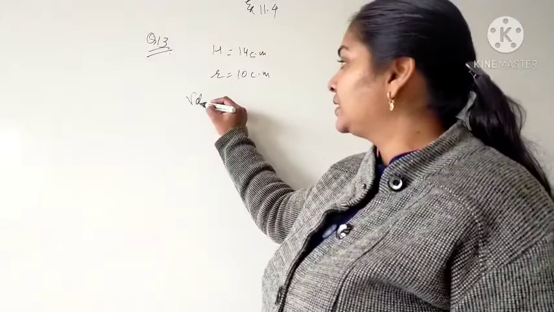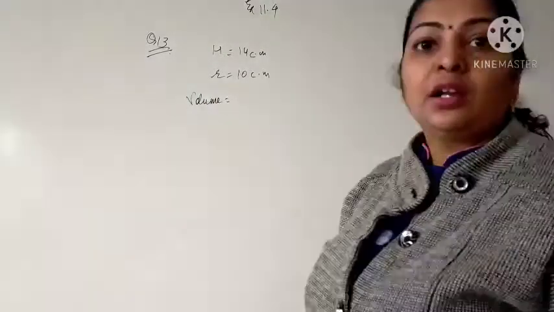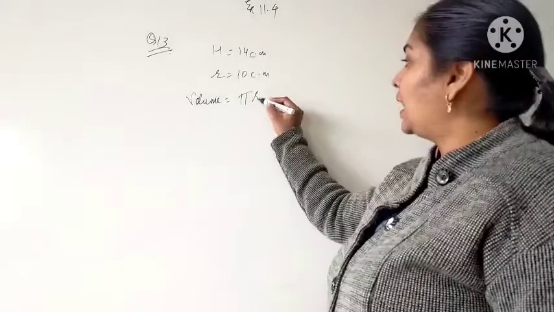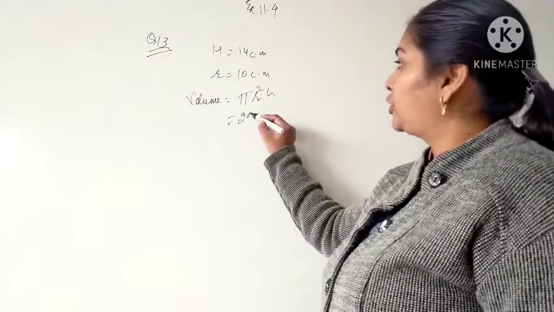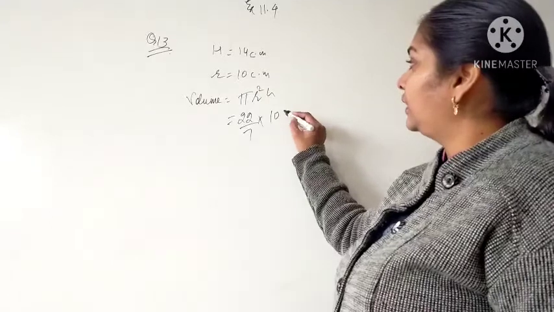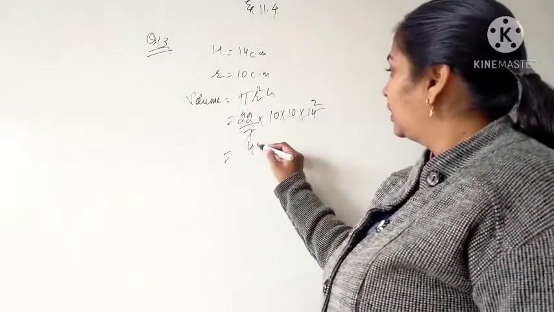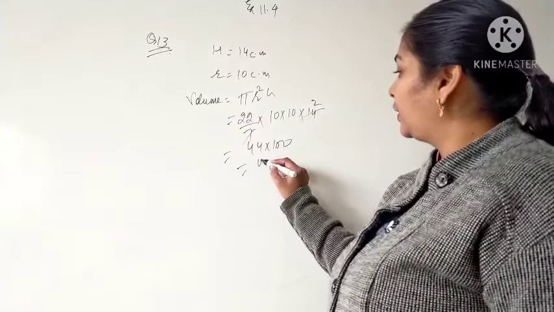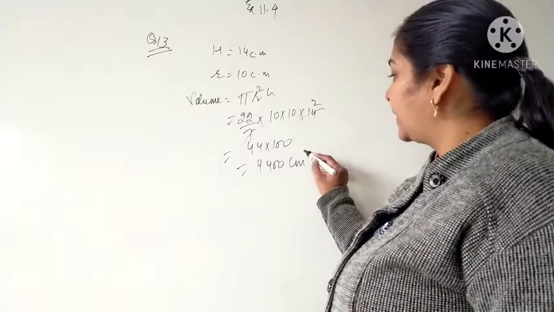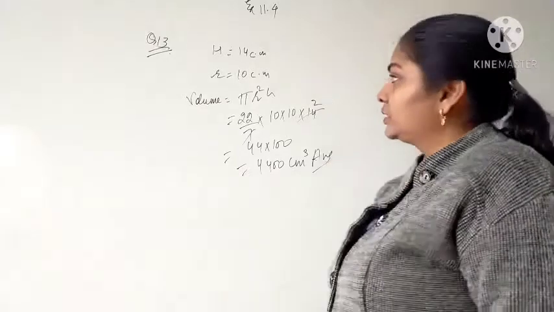It is very easy. Just substitute the formula. Pi r square h, 22 by 7 into 10 into 10 into 14. Cancel it. 44 into 100, that will be equal to 4400 centimeter cube.